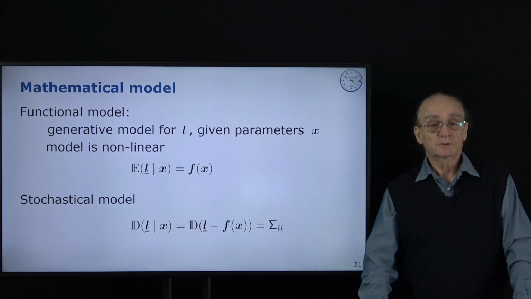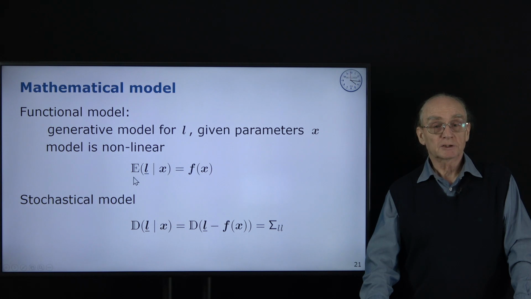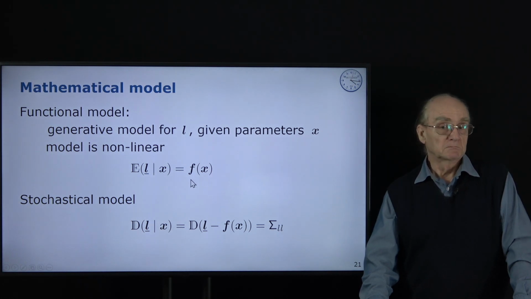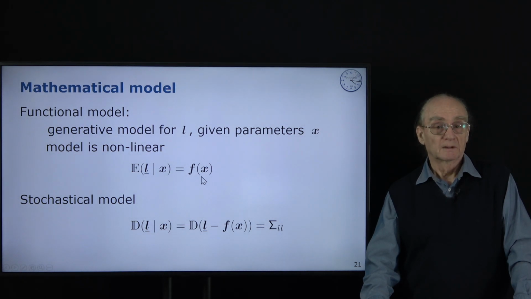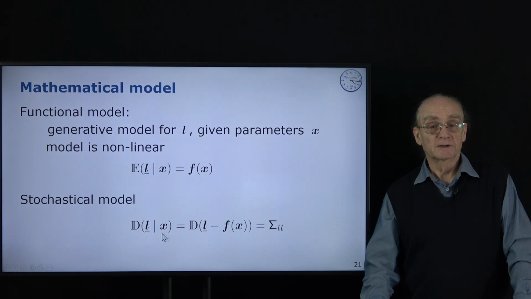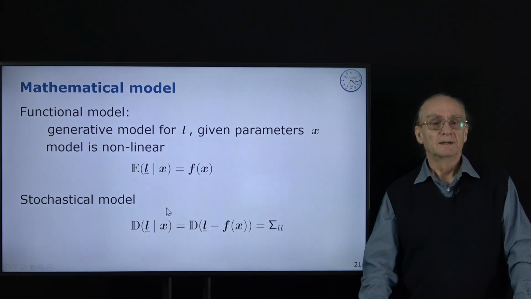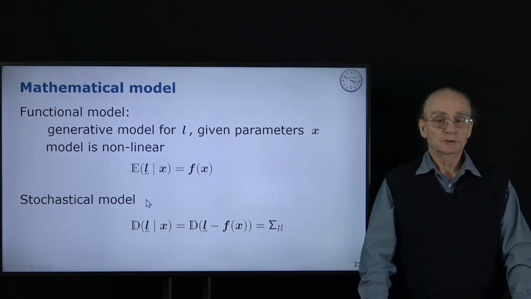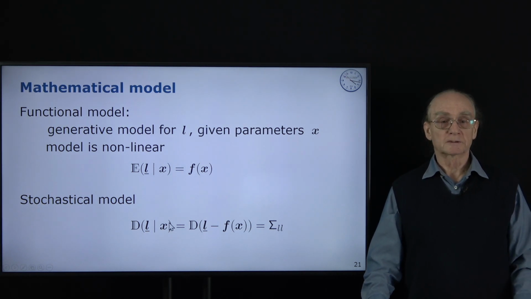So the functional model which we have is the following. We say the expectation of our observations given the unknown parameters is some generally nonlinear function of x. And the stochastical model is the dispersion, that means the covariance matrix, of our observations given the x, which is actually the dispersion of the observations minus the f of x. You see here the x comes in here into this definition, which we call sigma, the covariance matrix with index LL, because it refers to L. Actually, I should have written down here constraint on x. So the mathematical model for our estimation consists of this functional model, which refers to the first moments, and the stochastical model, which describes the distribution. Here we only specified the covariance matrix of a normal distribution.